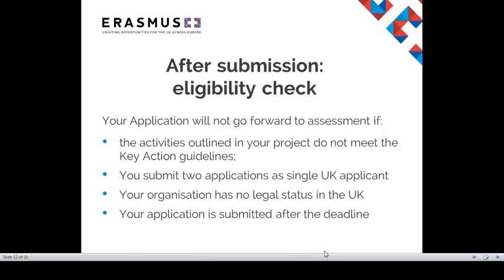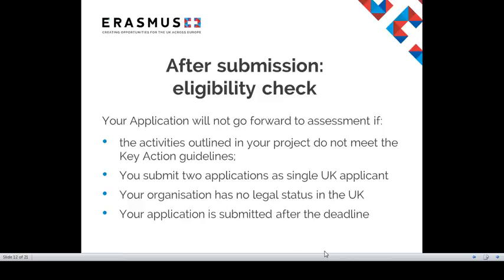I have put some examples of criteria on this slide, but remember that this is not the full list. So your application won't be eligible if your planned activities are not eligible under Key Action 1 Adult Education. For example, you submit a Key Action 1 Adult Education application to send your staff on a bid writing course or to host staff from another organisation abroad here in the UK. This is not possible. Or you submit 2 applications as a single UK applicant. So you can submit one application as a single applicant and a different application, different activities, as the lead of a national UK consortium, but you cannot submit more than one application as a single UK applicant.